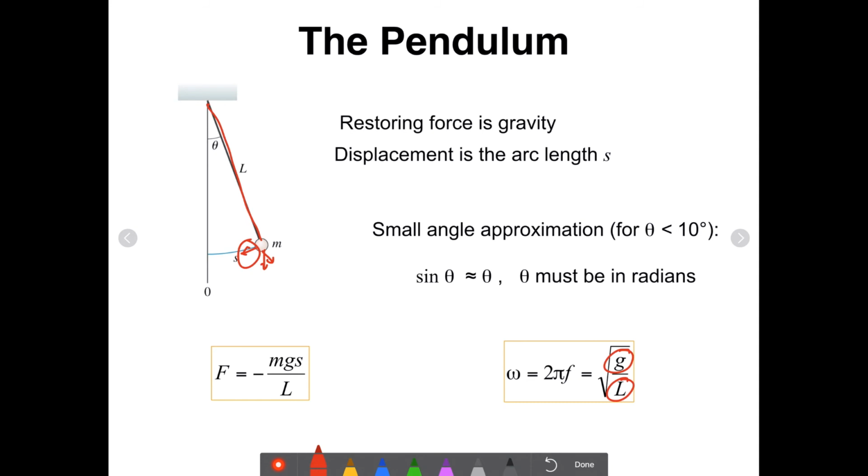So if you want a particular frequency, say you're building a swing, if you want a different frequency, you're going to have to change the length of the attachment of your swing to your tree or your swing set or whatever. The only other way to change that is to take your swing to the moon or some other planet.